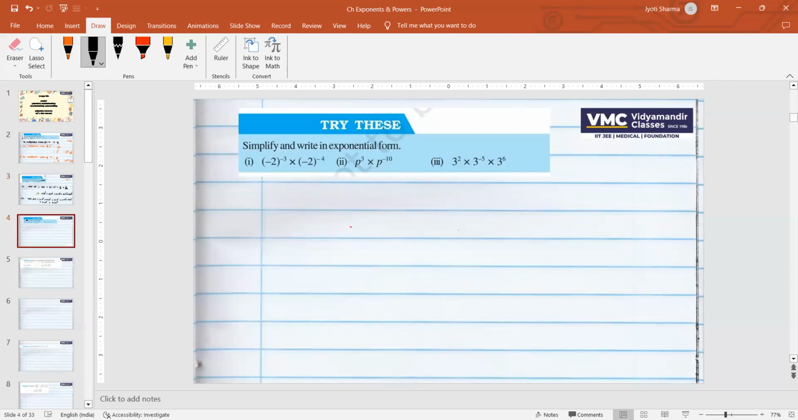Here you are supposed to write first. There are two things as the question has asked. First, you need to simplify and write the answer in exponential form. These are the two things that have been asked. So first we will use the laws of exponents to simplify it.